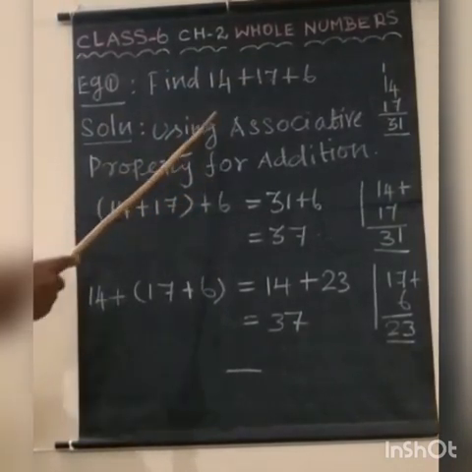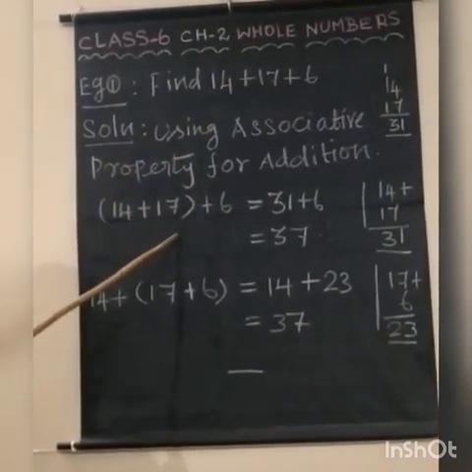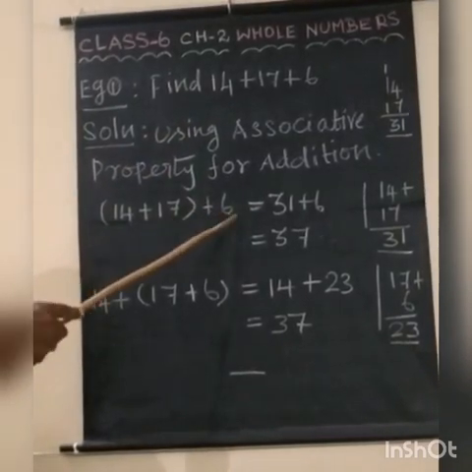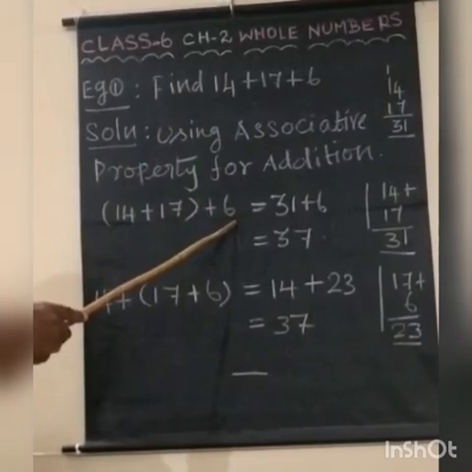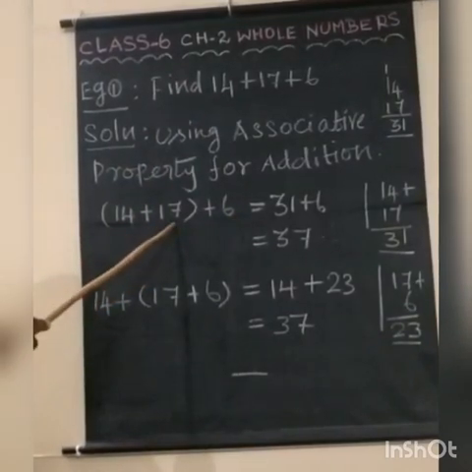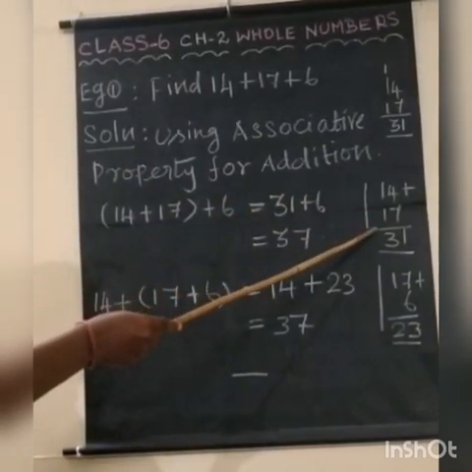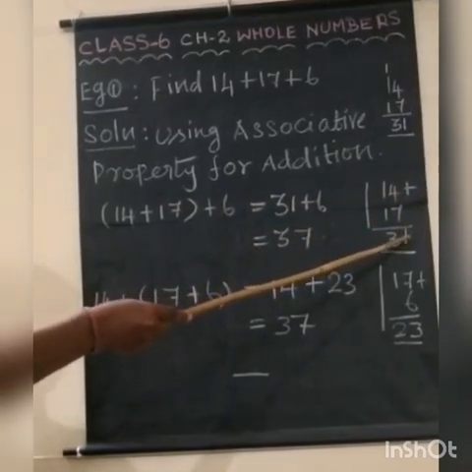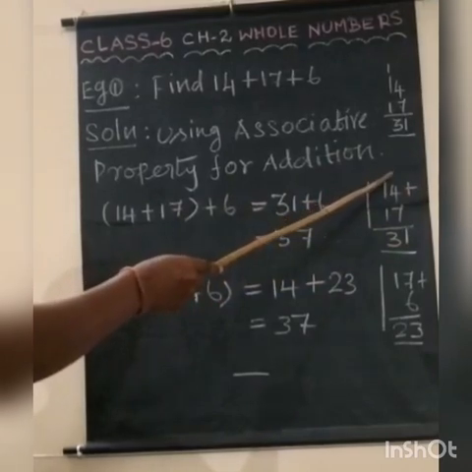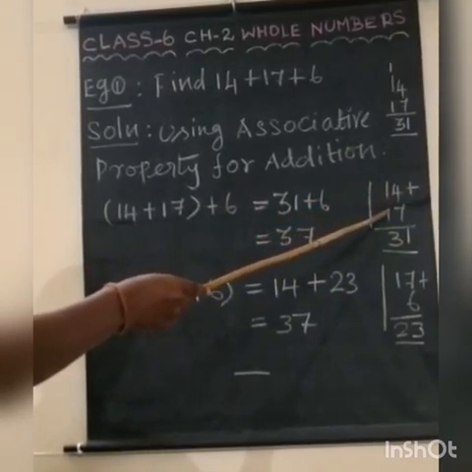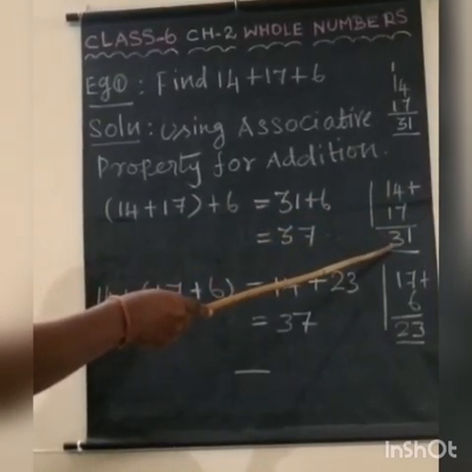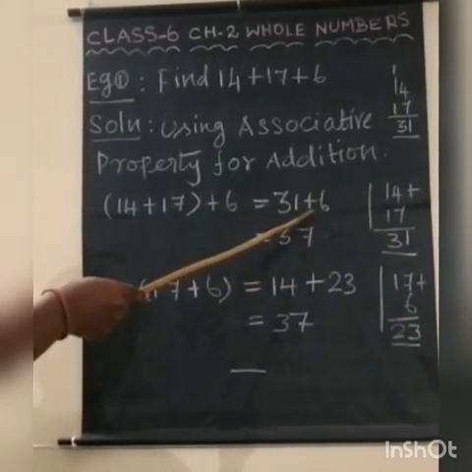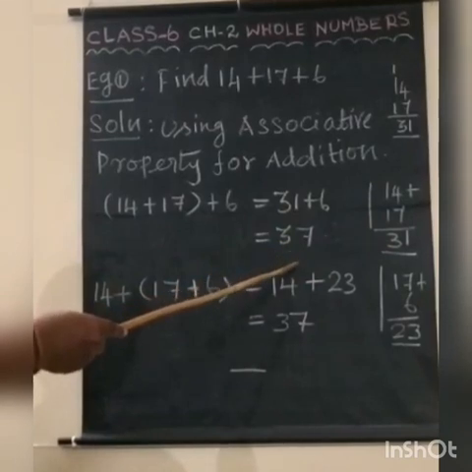Okay, first 14 plus 17, here we are grouping. Then 6 is outside the bracket. 14 plus 17 is 31. 7 plus 4 is 11, balance 1. 1 plus 1 is 2, 2 plus 1 is 3. So 14 plus 17 is 31. 31 plus 6 equals 37.